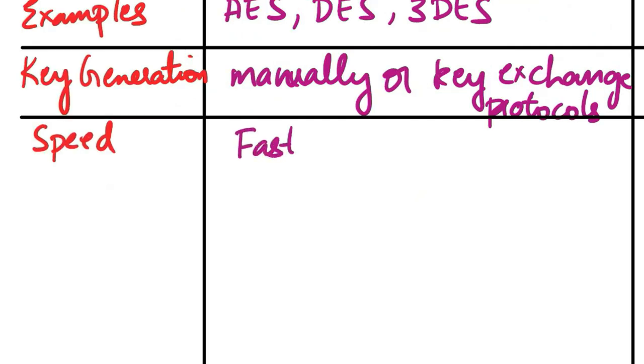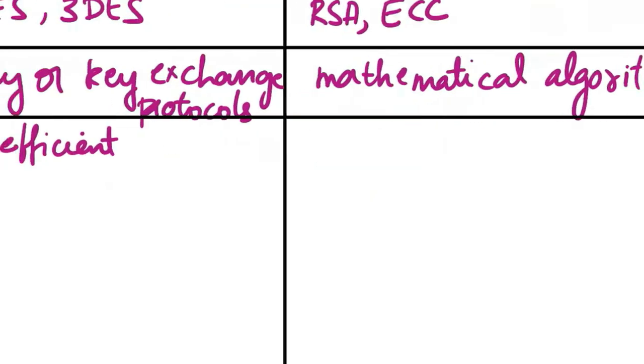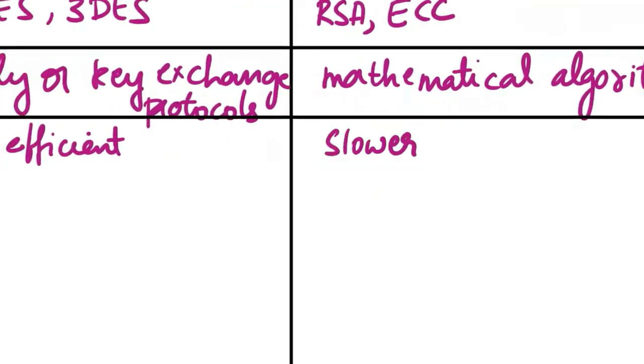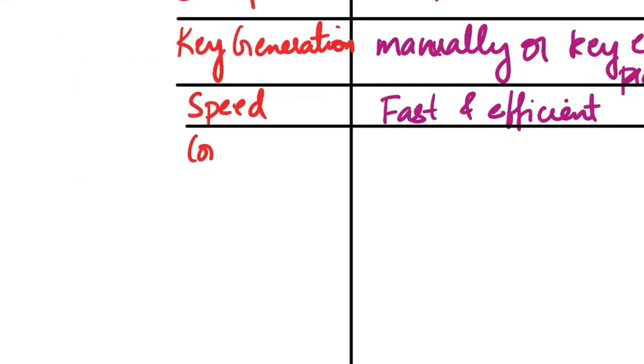Symmetric is fast and efficient due to the simplicity of using a single key. Asymmetric cryptography is slower due to complex mathematical operations, especially for large data sets. Next aspect of comparison is confidentiality versus authentication.